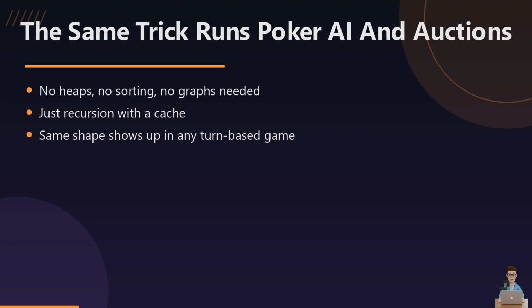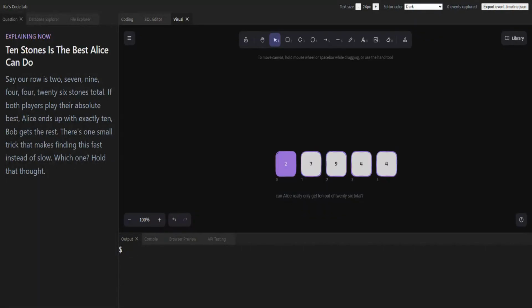What makes it worth learning is where else this shape shows up. Poker boards evaluating hands, auctions ordering bids, chess engines picking moves. Anytime two players alternate over a shrinking resource, this exact pattern solves it. Say our row is 2, 7, 9, 4, 4, 26 stones total. If both players play their absolute best, Alice ends up with exactly 10, Bob gets the rest. There's one small trick that makes finding this fast instead of slow. Which one? Hold that thought.